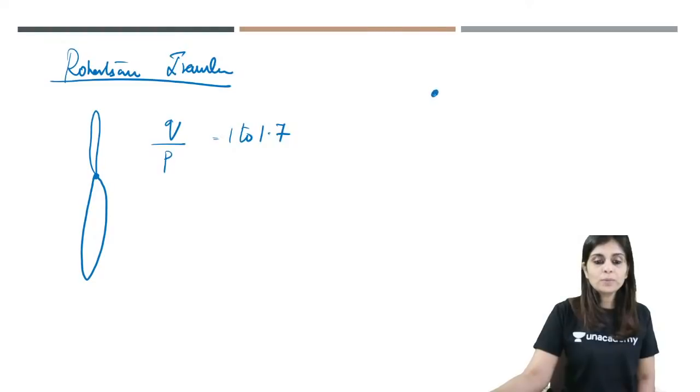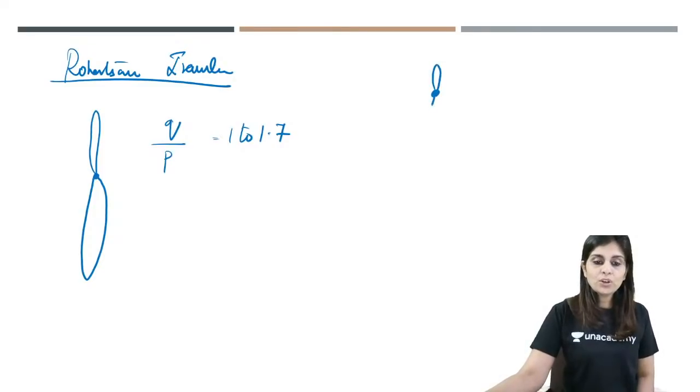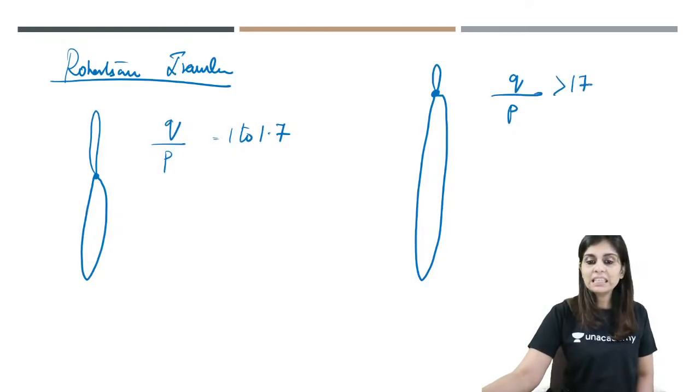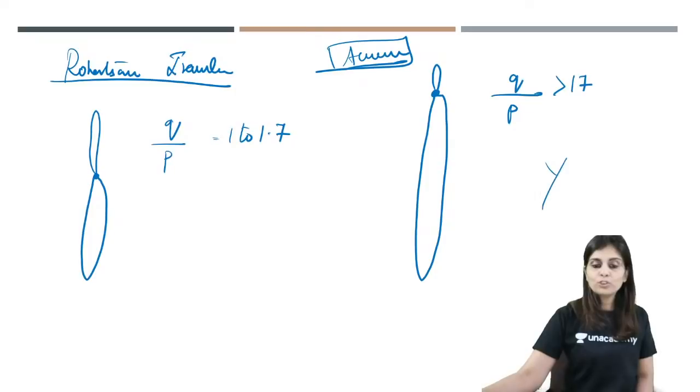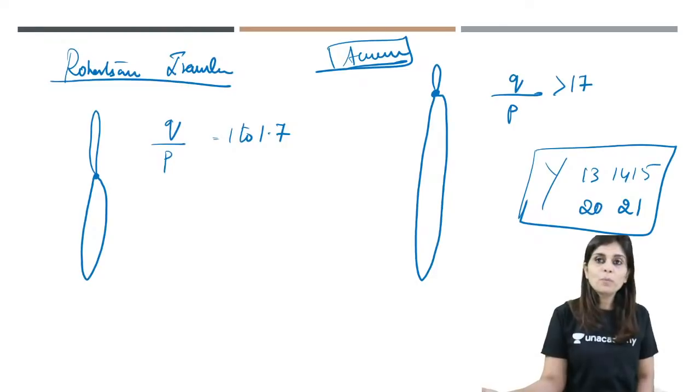And what are acrocentric chromosomes? In acrocentric chromosomes, the centromere is pushed far towards one side, so one arm is too short and the other arm is too long. In this case, the ratio of long arm to short arm is more than 1.7. If it's more than that, it's called an acrocentric chromosome. There are 6 examples of acrocentric chromosomes: chromosome Y, 13, 14, 15, 20 and 21.